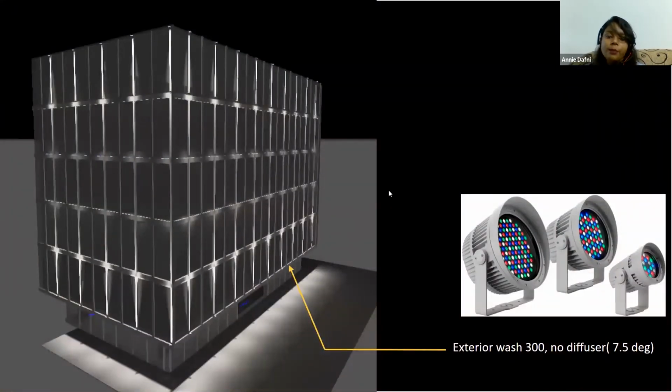Another form of contour lighting that you can do is with exterior washes. If you have a lot of vertical fins on the building, then you can highlight the fins not only with Pixlines, you could also do it with the wash fixtures with no diffuser or a narrow beam, because they can reach up to the height of the building. In this example, we've highlighted the alternate fins using the exterior wash fixtures, which are placed at the bottom of the structure.